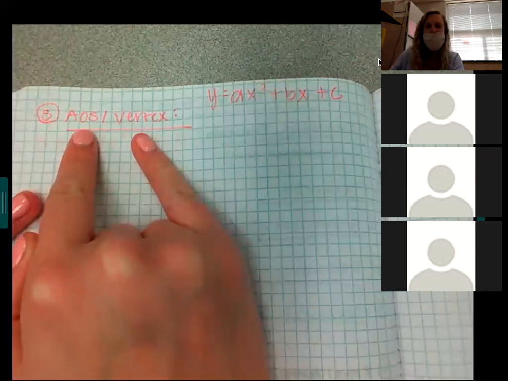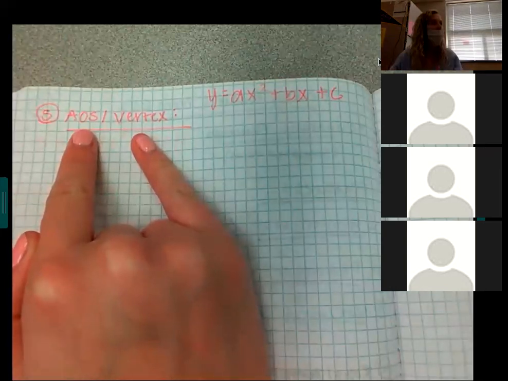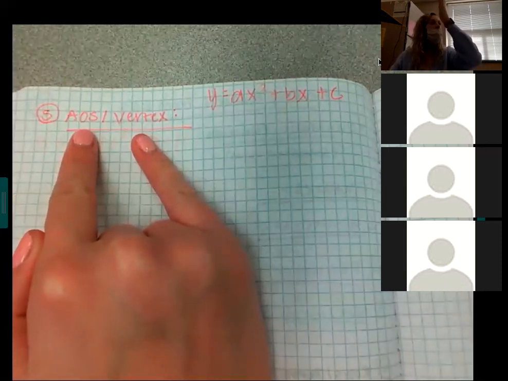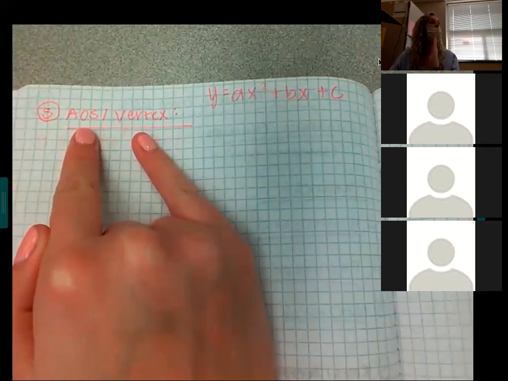Which one's bigger and takes up more room? Axis of symmetry is a whole line, right? That's what you can find first. If you can find that whole line, you have found the middle of the parabola, and then you should be able to find the top or bottom point on it, okay?